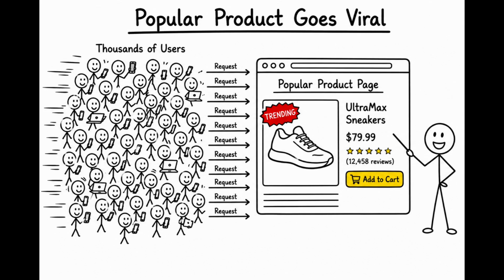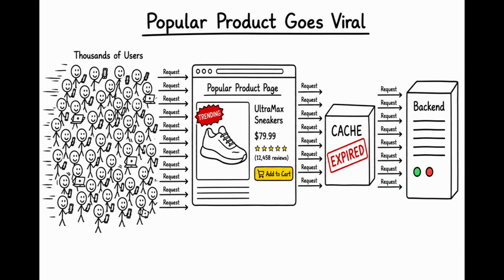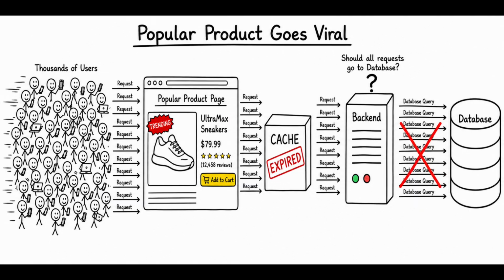Imagine you're building an e-commerce application. A popular product page suddenly goes viral. 10,000 users open the same page within a few seconds. The cache has just expired. Every request reaches your backend. Now think carefully. Should all 10,000 requests go to the database?